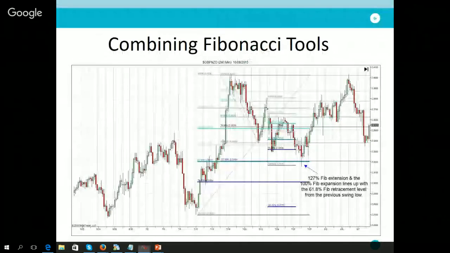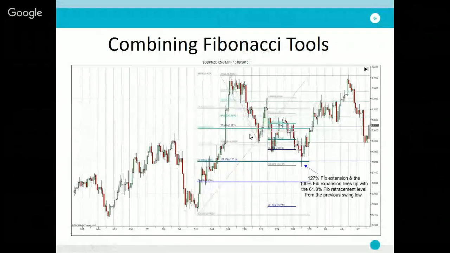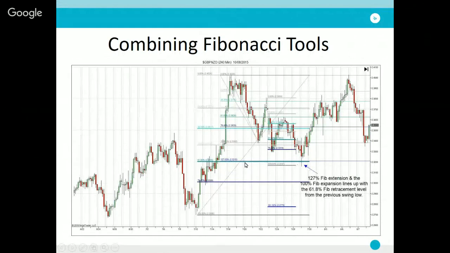If we go back to the slide, so you can see the extension of this leg gives us the 127% extension down here. And we can see that that lines up with the 61.8% retracement very nicely. So we have clear confluence there. So that's a level that we want to look to monitor.